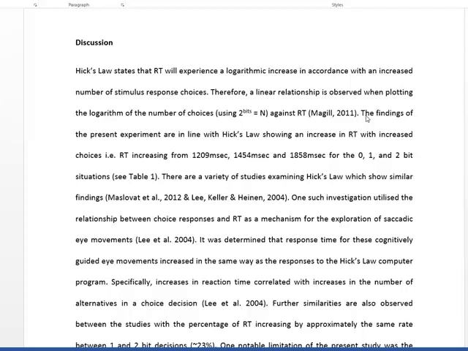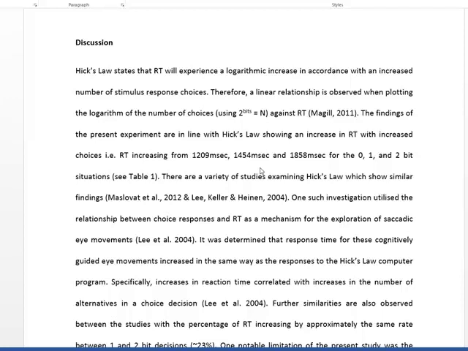And in this section here, we've got the findings of the present experiment are in line with Higgs law, showing increased reaction time with the increased choice, i.e. reaction time increased from this to this to this for the 0, 1, 2 bit. And we'd see the same for the second parts of our findings down below. Very much a key statement of restating what the key findings are.